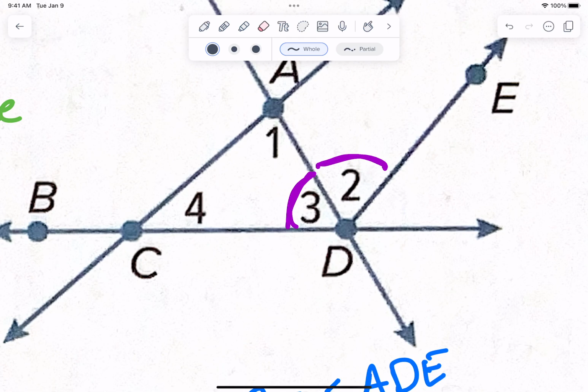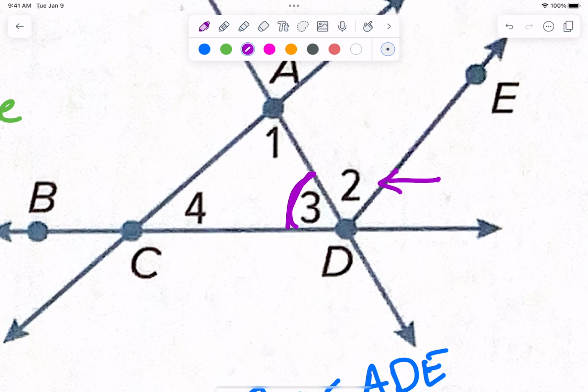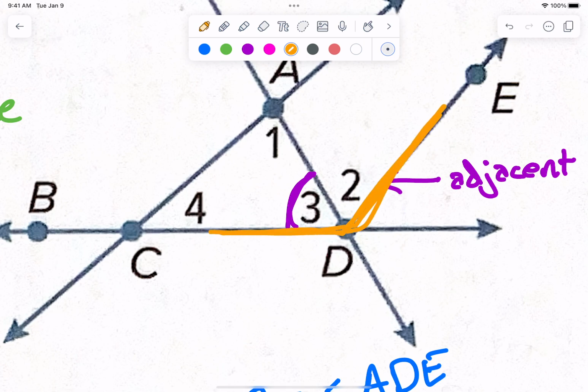Starts with an A. Adjacent. You remember that? Those two angles are adjacent. Are they a linear pair? No, because the angle that they make looks like this, okay?